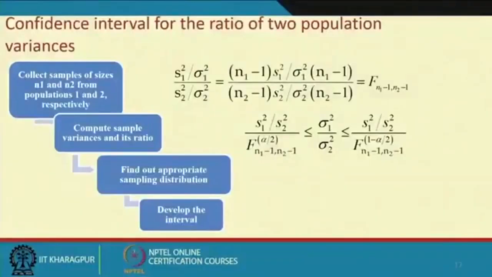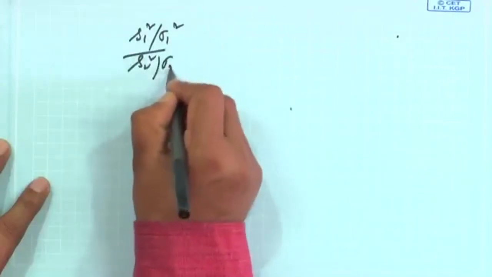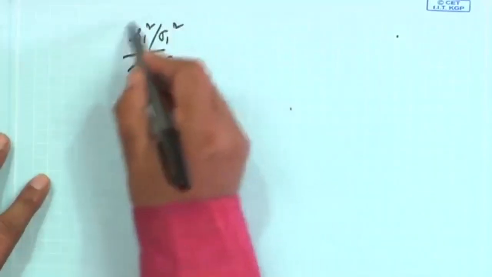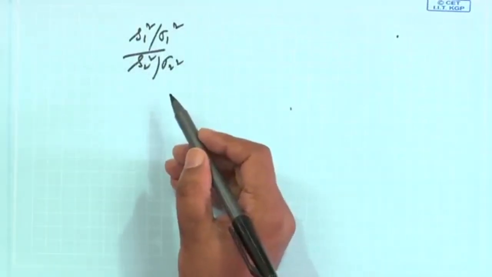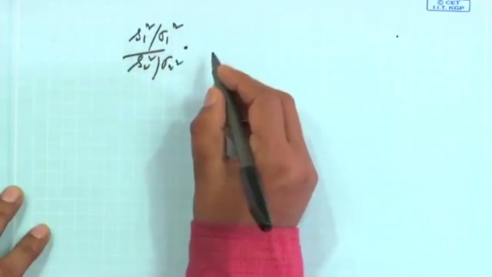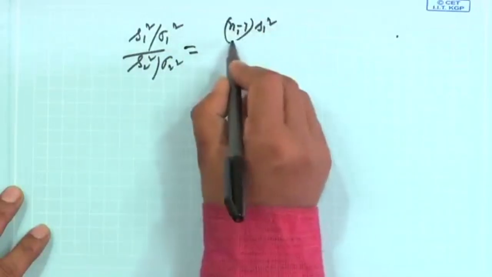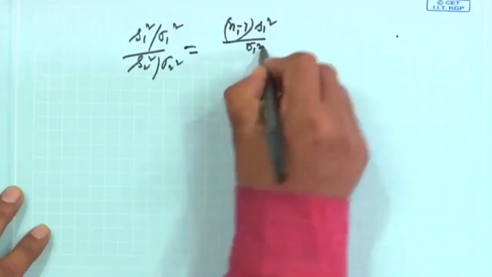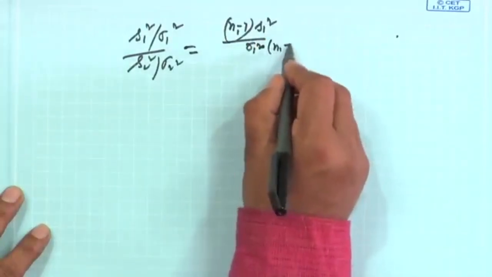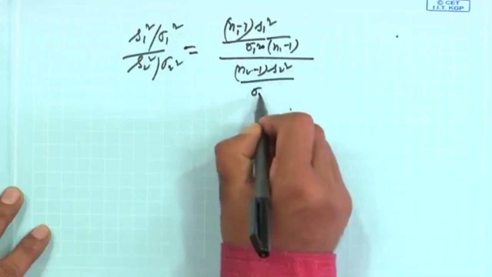Now, we will discuss another concept called confidence interval for the ratio of two population variances. So, here we will use S1 square by sigma 1 square and S2 square by sigma 2 square. Because we are considering this quantity, this statistic will create, and we will see that this can be written as (n1 minus 1) S1 square by sigma 1 square into 1 divided by (n1 minus 1), over (n2 minus 1) S2 square by sigma 2 square into 1 divided by (n2 minus 1).